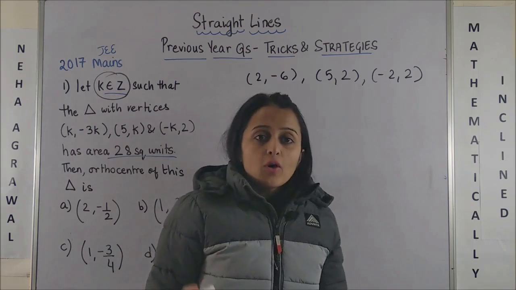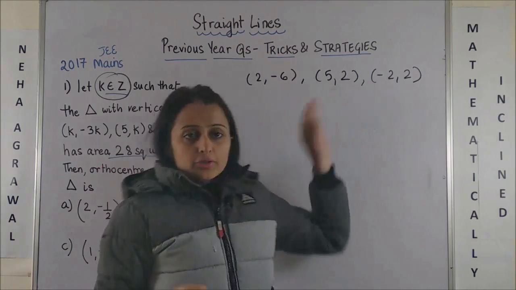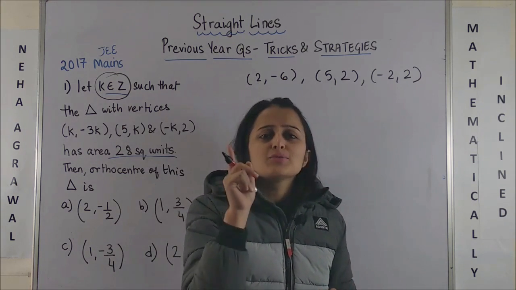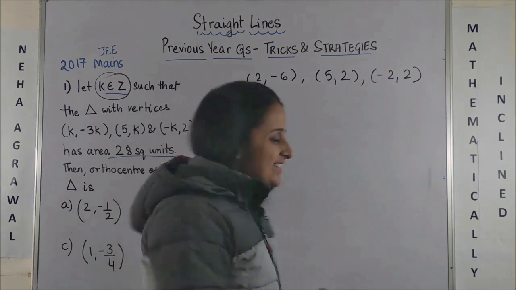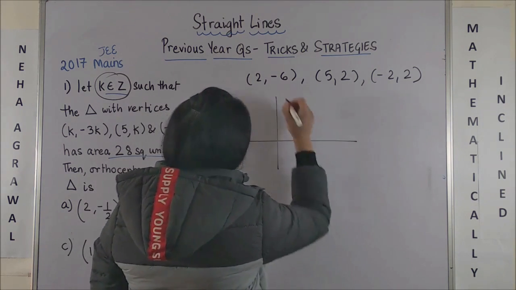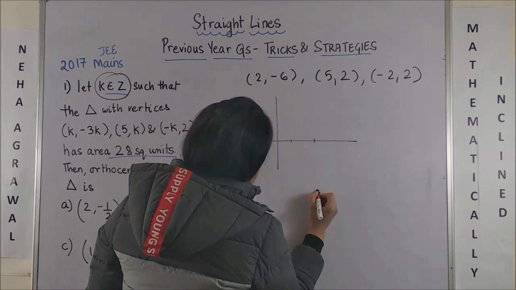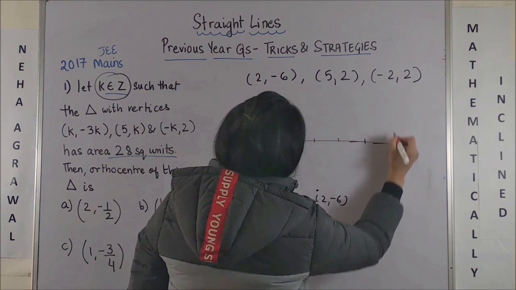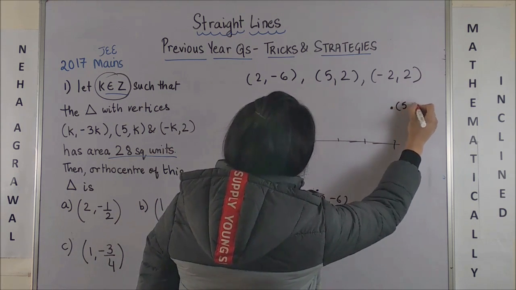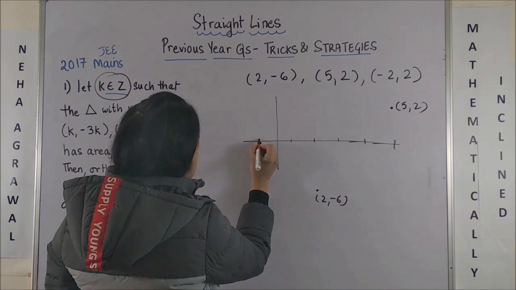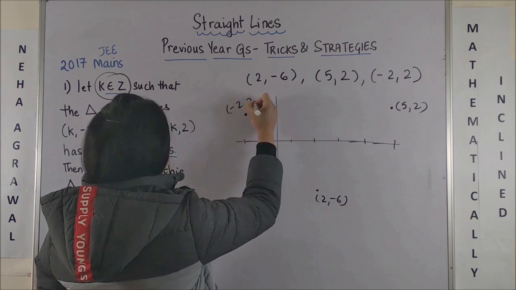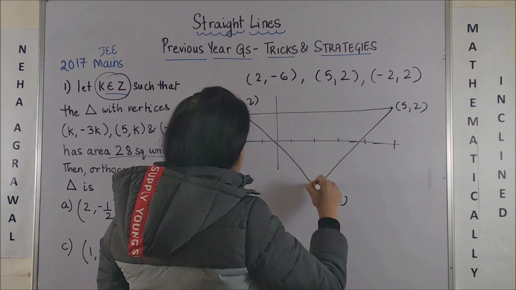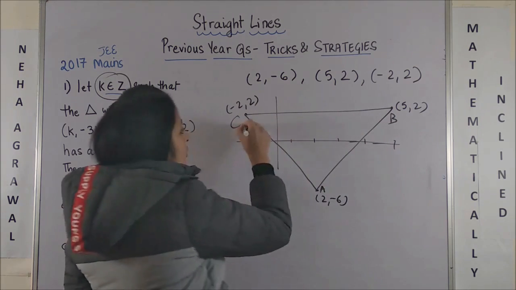Now, once we have got k to be 2, so now the vertices would look like this. Now, the best way is you can plot them roughly on the graph, and then I will discuss one more short trick to reach the answer straight. So here, if I try to plot this, you know your 2 comma minus 6 is going to go down somewhere here. Next, you have 5 comma 2. So we can take it somewhere here. And lastly, we have minus 2 comma 2. Which would come out to be somewhere here. Now, if I join them, okay, so we've got these three vertices.